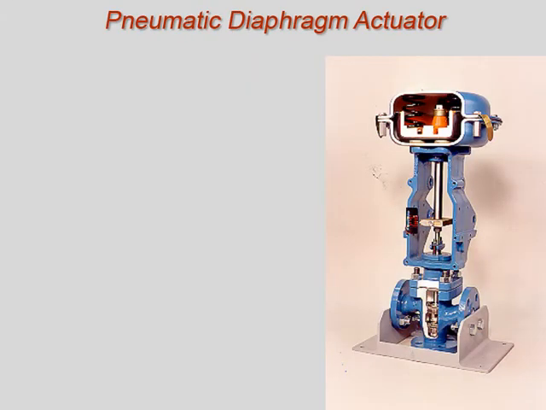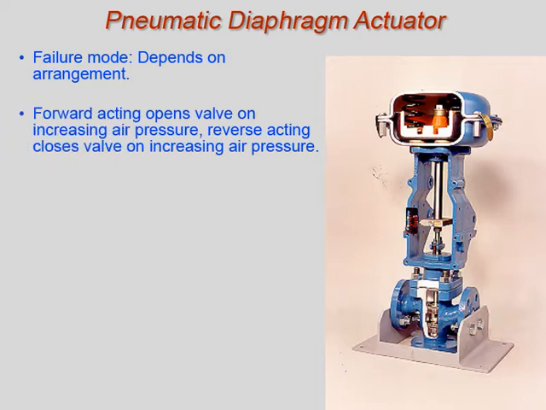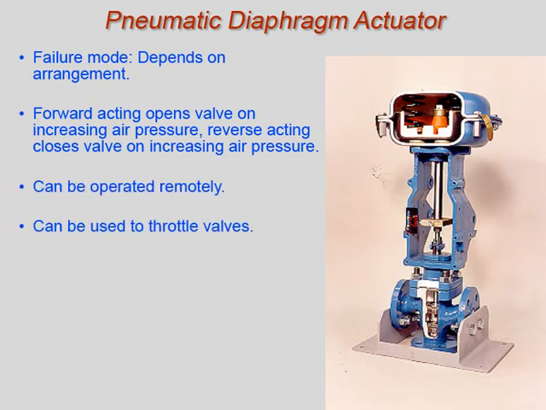For a pneumatic diaphragm actuator, the failure mode depends on the arrangement. A forward-acting actuator opens its valve on increasing air pressure. A reverse-acting actuator closes its valve on increasing air pressure. Both forward-acting and reverse-acting actuators are opposed by a spring which returns the valve to its normal or shelf state position when the air pressure is removed. This actuator can be operated remotely and can be used to throttle valves.